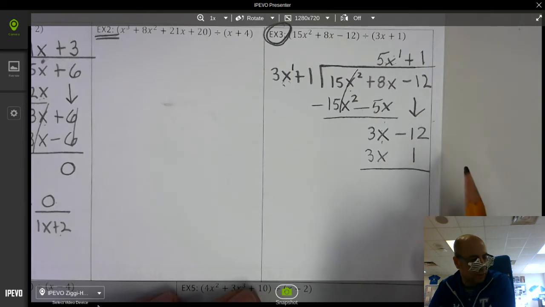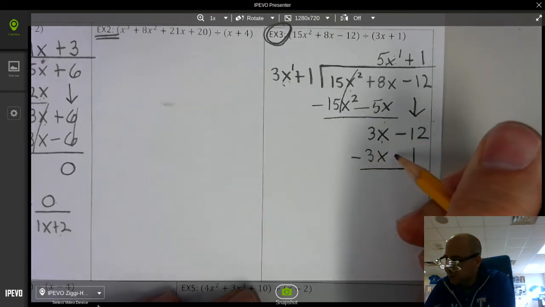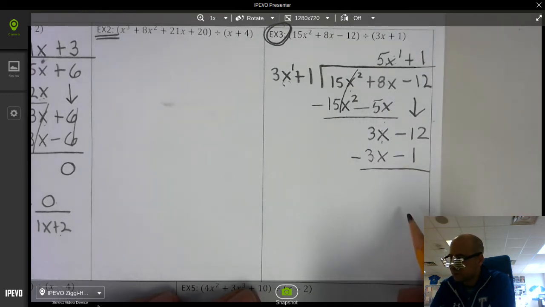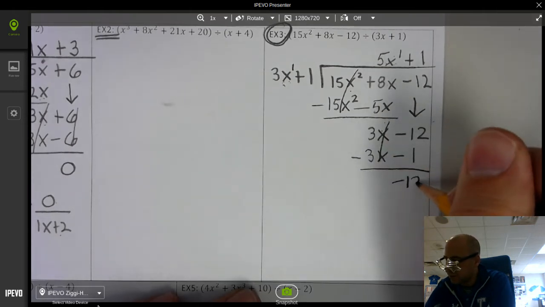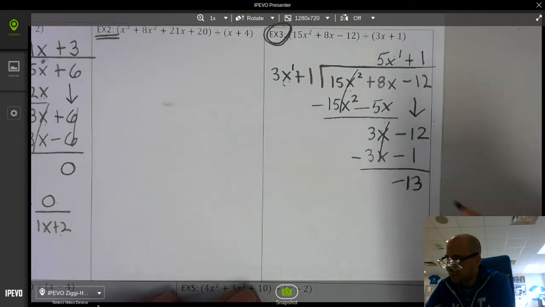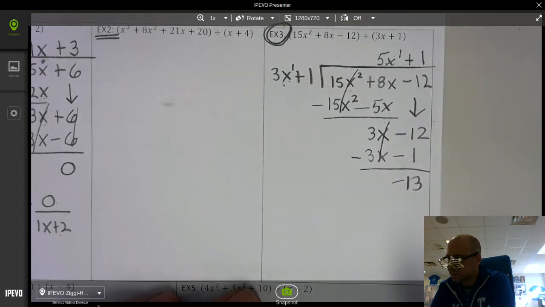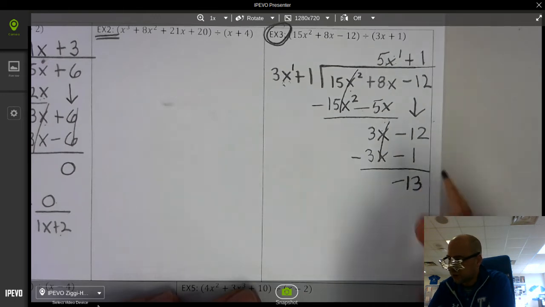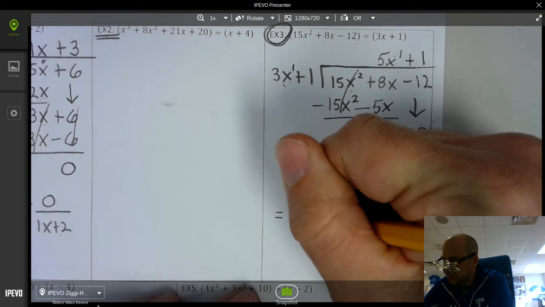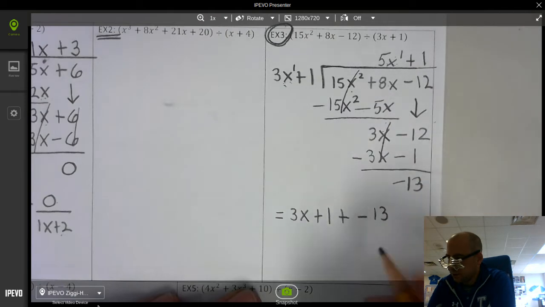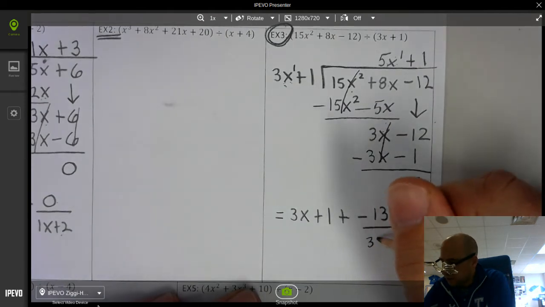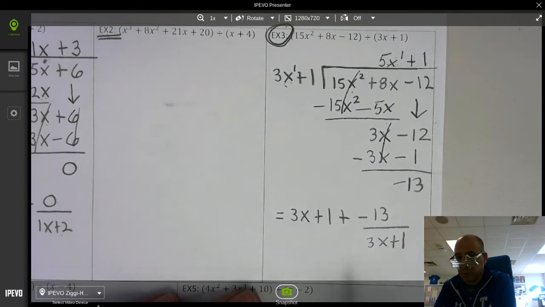Now we're into step 3, which is subtract. So subtract. So then this cancels. You get negative 13. And so that's your remainder. So your answer is 3x plus 1 plus negative 13 divided by 3x plus 1. But really, when you add a subtraction, you're really just subtracting.